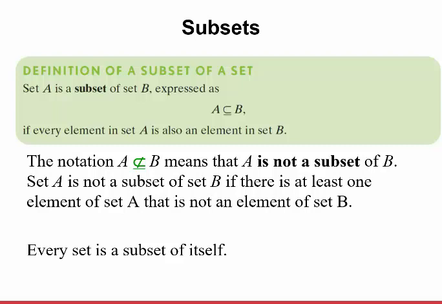So the definition of a subset of a set. A set A is a subset of set B, expressed as A is a subset of B. So this notation means subset if every element in A is also an element in B. This notation, A and then the subset notation with the line through it, means that A is not a subset of B. Set A is not a subset of B if there is at least one element of set A that is not in set B.